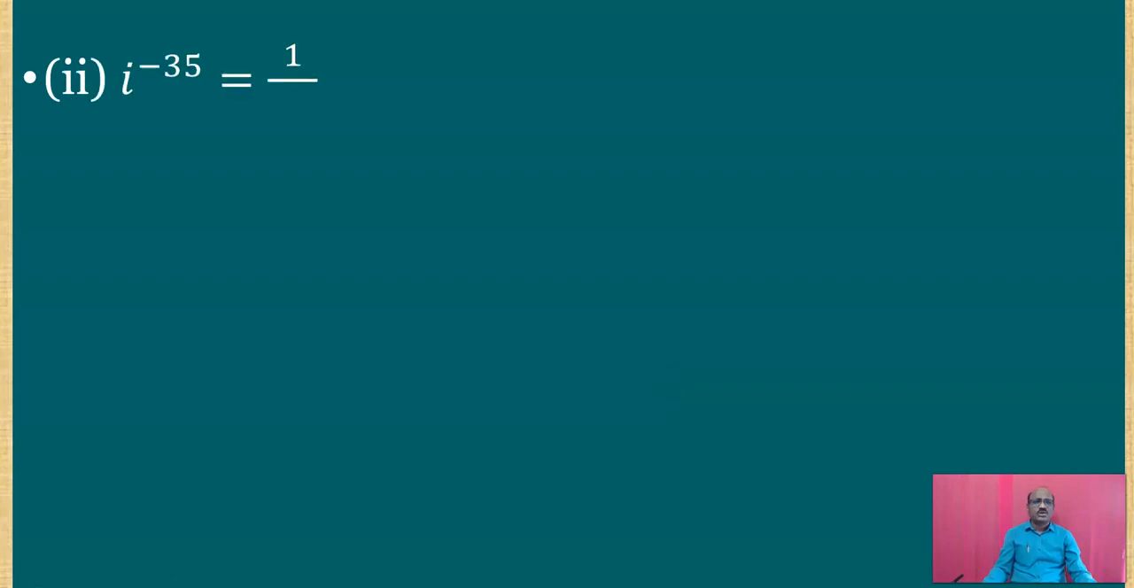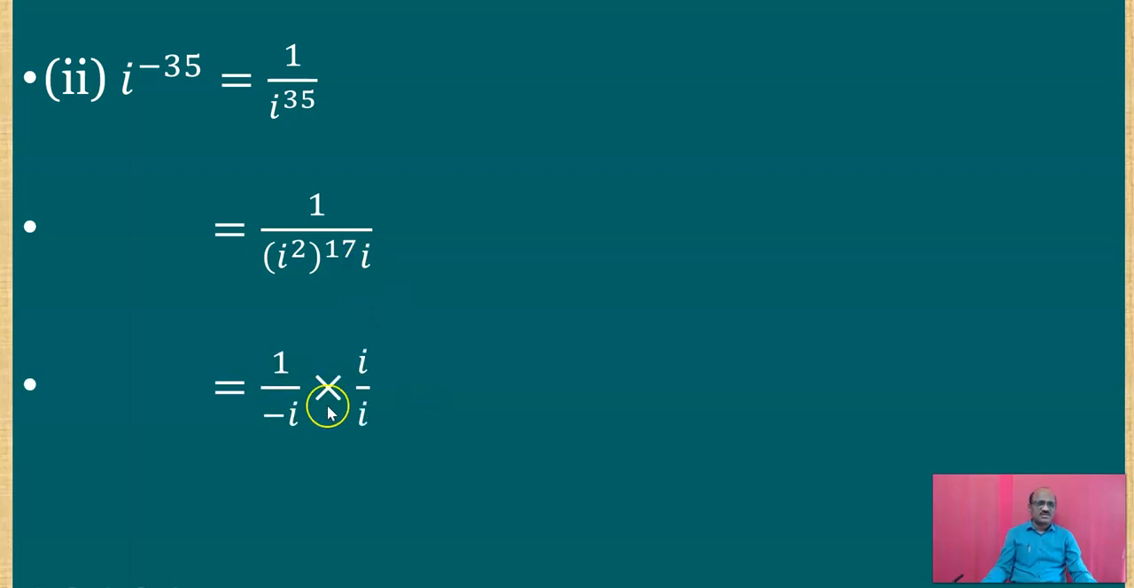Second example, i raised to minus 35 is equal to 1 upon i raised to 35, and it can be written as (i square) raised to 17 into i, and overall you will get i raised to 35. But what is i square? i square is minus 1. Minus 1 raised to 17, overall that will become minus 1.